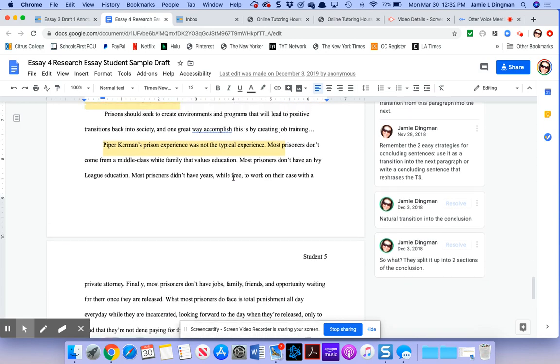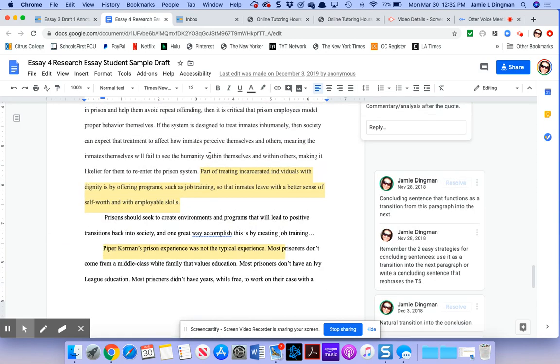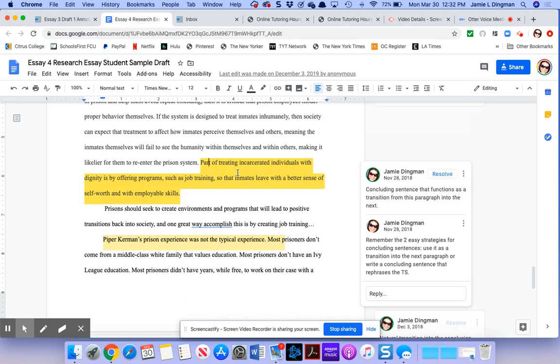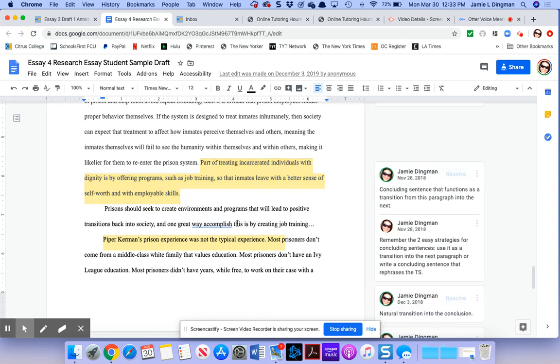Okay, so then what we have here is just the next topic sentence, just to show you, right, that at the end of one section, you could be writing a transitional expression that moves you into the next topic that you're going to discuss. So right here at the end, they're saying another way to treat people with dignity is to offer them programs that help them improve their self-worth and employable skills. And then you can see right here, prisons should seek to create environments and programs that will lead to positive transitions back into society. And one great way to accomplish this is by job training, right? So it comes right back to this notion of job training. So we're ending this section and starting the next one about the job training. That's a good way to create that flow.